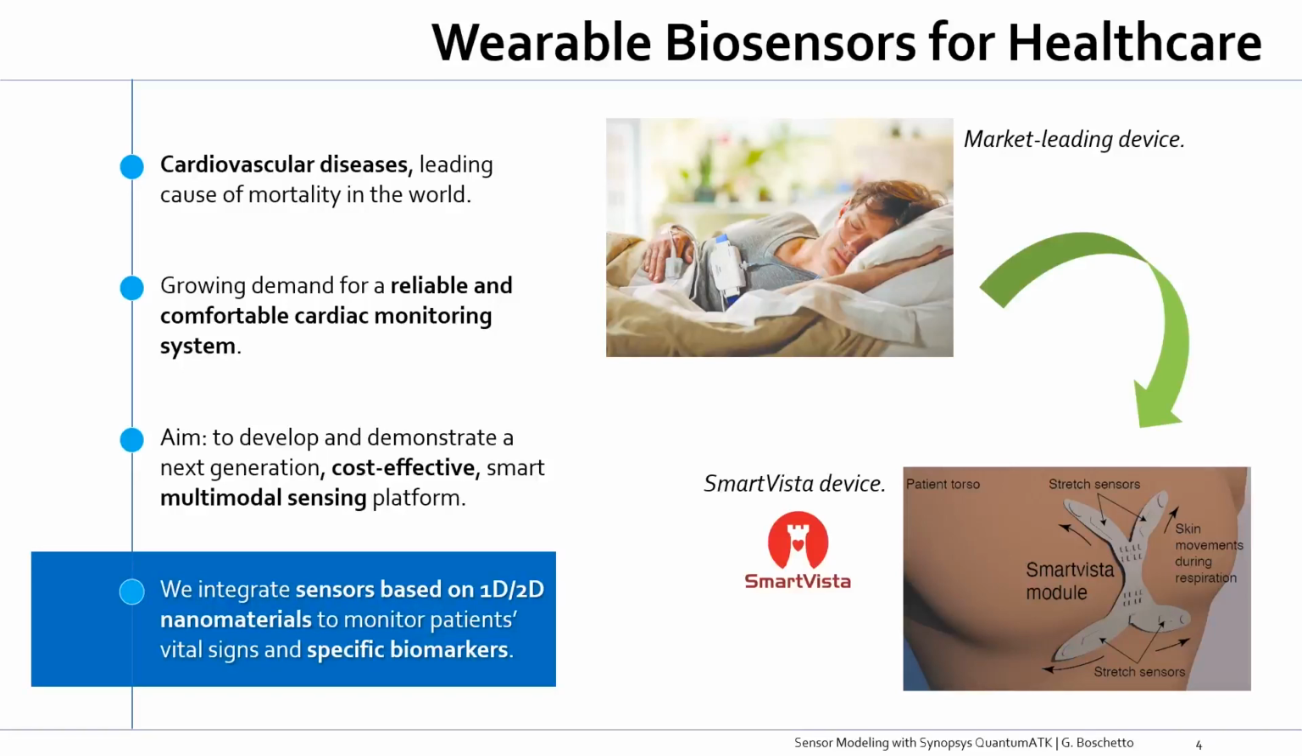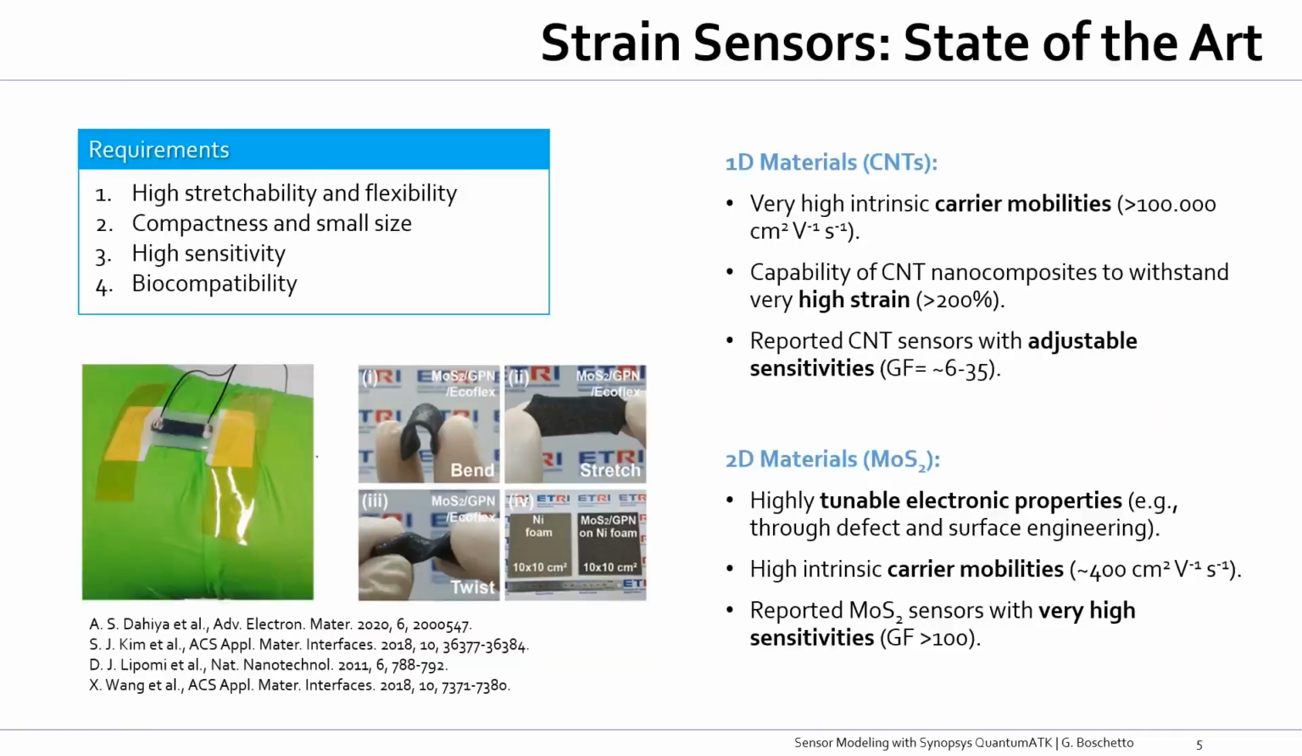The sensor itself, which you can see at the bottom right of the screen, is itself made of smaller sensors, which are based on 1D and 2D nanomaterials, mainly carbon nanotubes and molybdenum disulfide, MoS2. These kinds of sensors are able to measure in real time important vital signs, which can be, for example, respiratory and heart rate, body temperature, and the concentration of specific biomarkers. Here we focus on strain sensors for monitoring the respiratory rate.